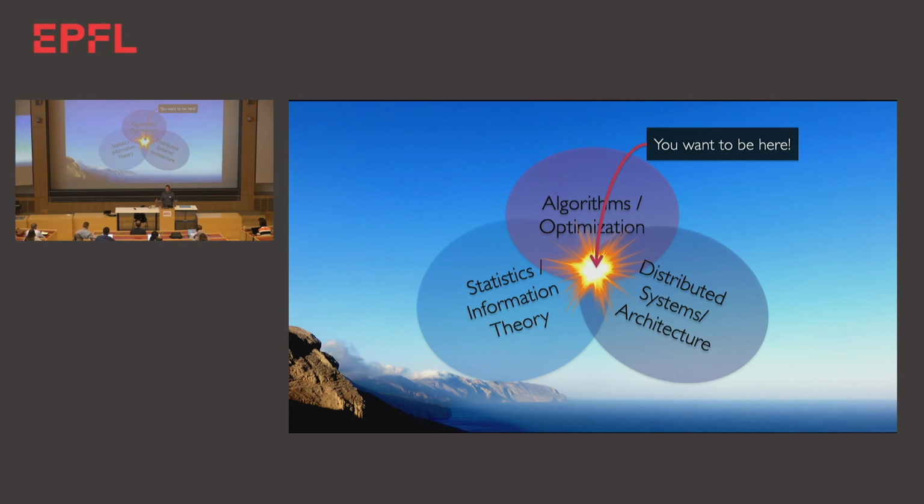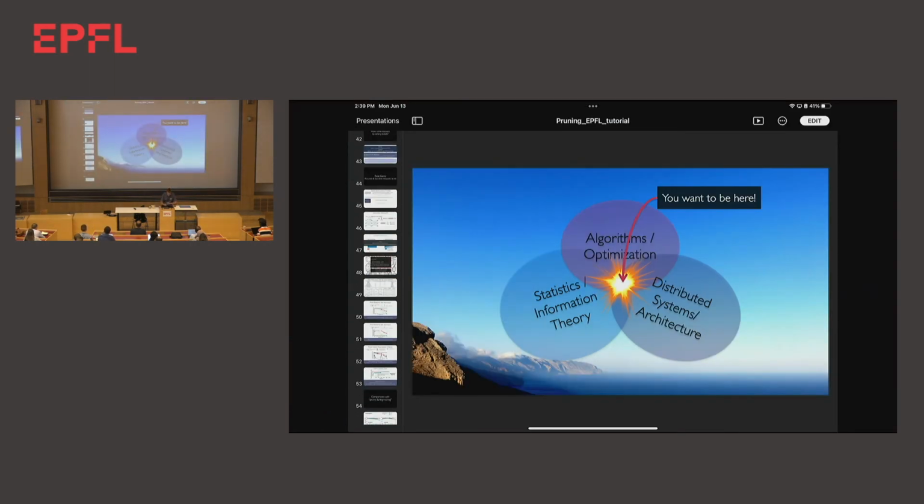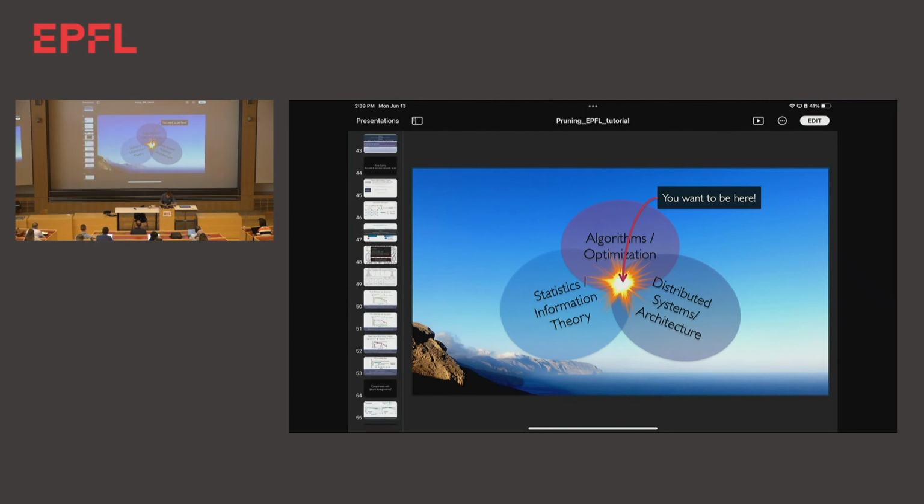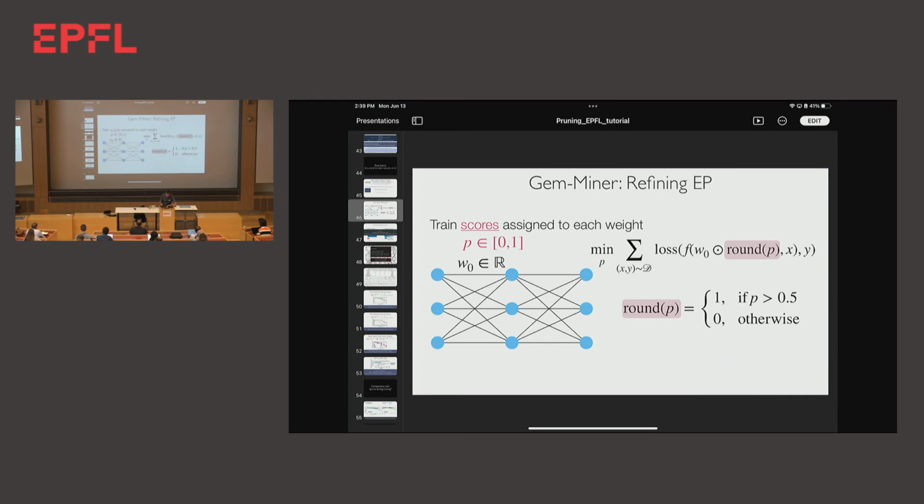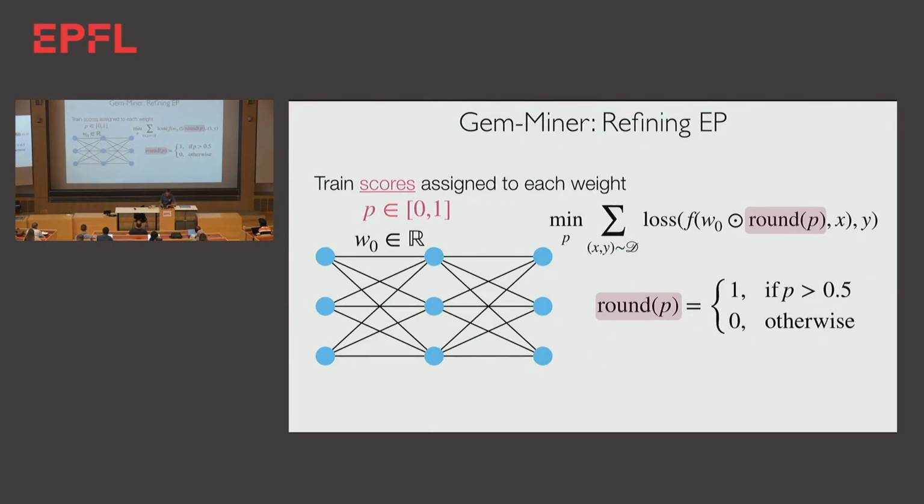Can I train the p variables? Well, there is a little bit of a trick that you have to play. Let me go back to that figure. There we are. So the problem is that you have this rounding function here, and this rounding function is not backpropagatable.